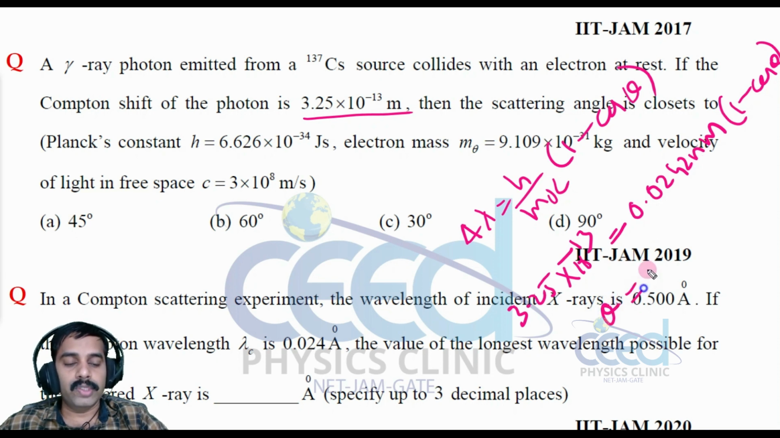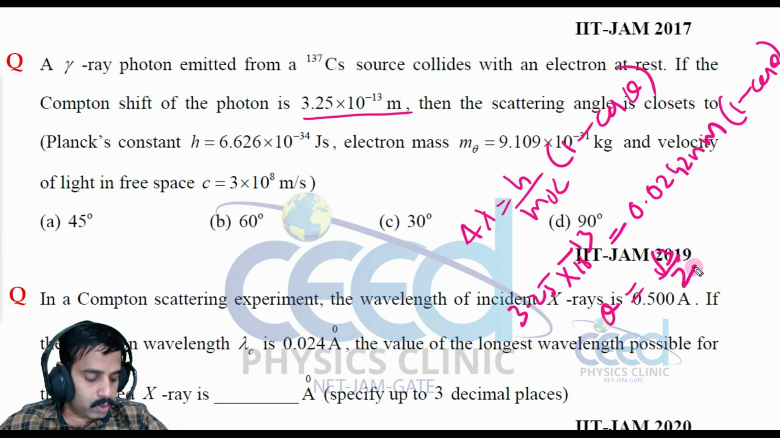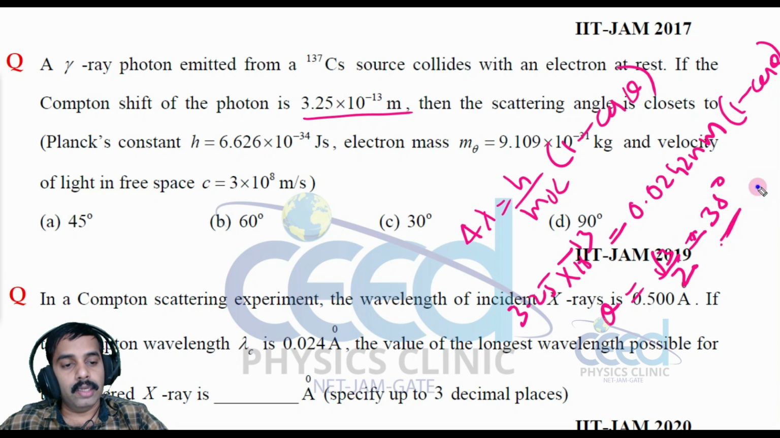Then when you solve for theta, you will get root 3 by 2, so let me write it as 30 degree. So cos theta is equal to root 3 by 2 means that theta is 30 degree. All right, so option C is correct.